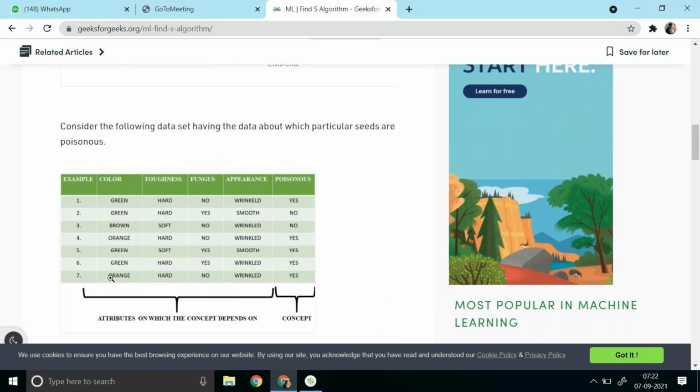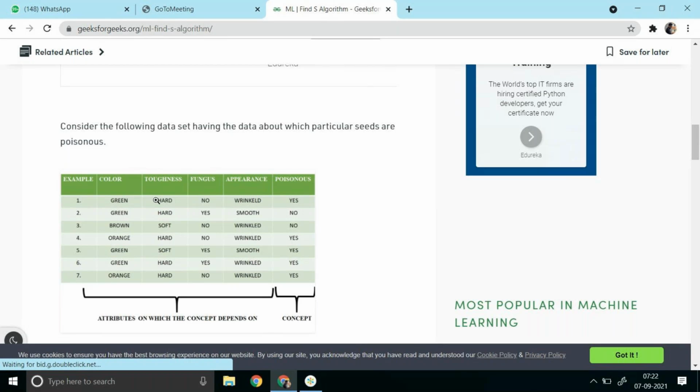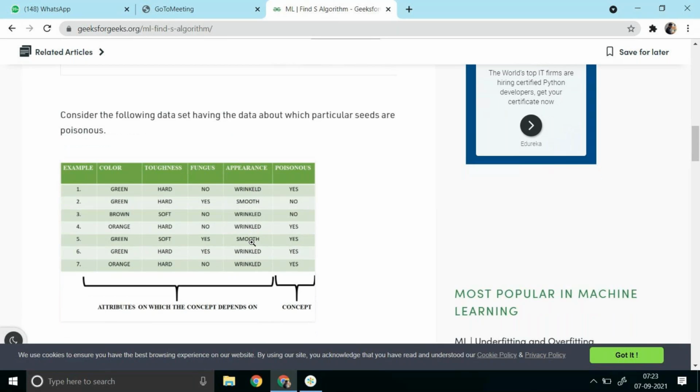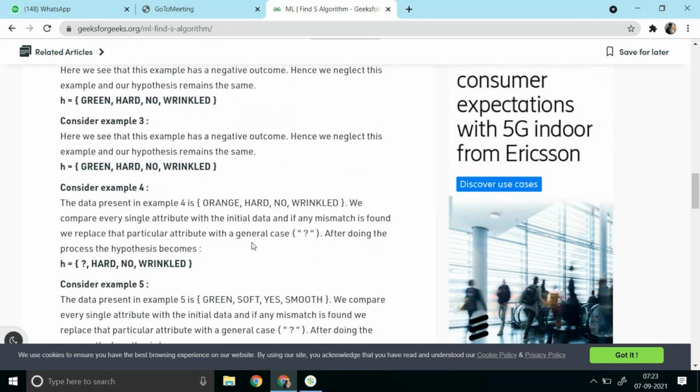Only the color is different. The color is changed because it is orange, so we'll make it a question mark. For the others we write the same, because that is also hard, no, and wrinkle. Now see here, only orange and green have changed. Here also hard, here also hard. Here also no, here also no. Here also wrinkled, here also wrinkled. So wherever there is a change, we'll mark it as a question mark.